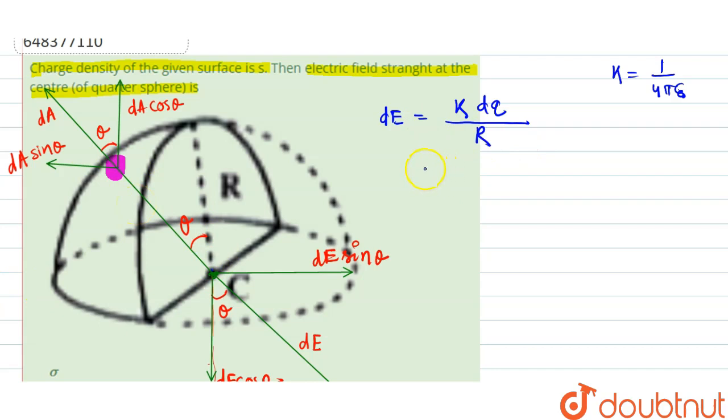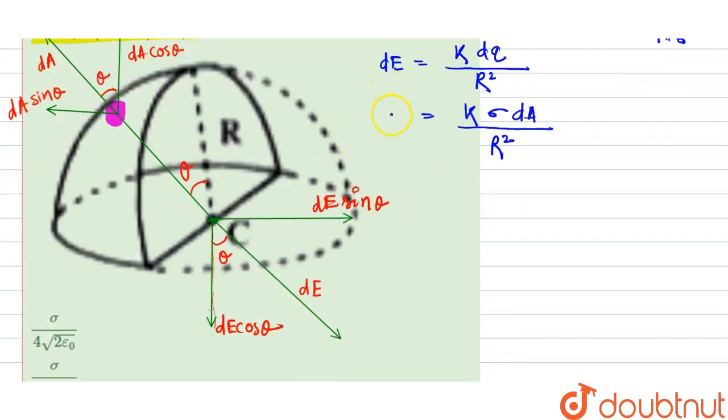Now what will be the charge of the small element dq? It is sigma, the surface charge density, here it is taken as S, but let me take sigma for convenience, into the small area element dA, divided by r square. So we got our electric field dE as K sigma dA by r square.